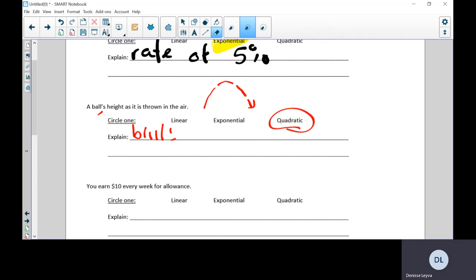Let me rewrite that again. Let's see if it works now. Ball goes up and eventually it goes down.